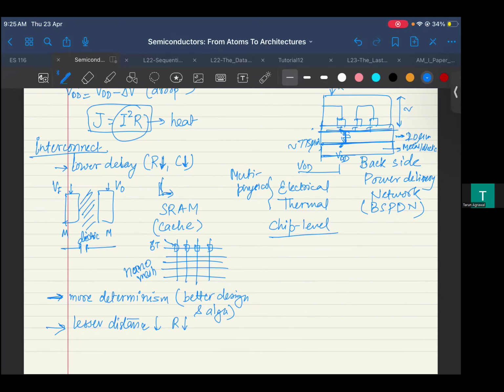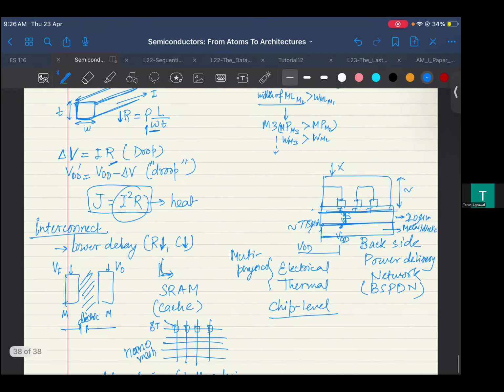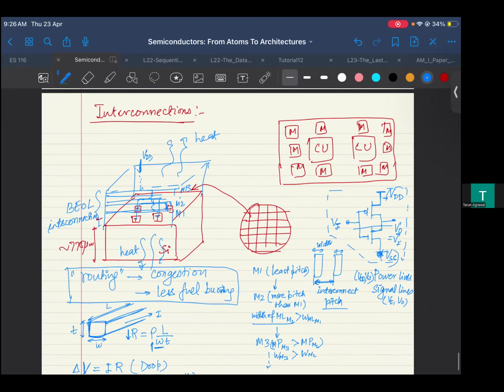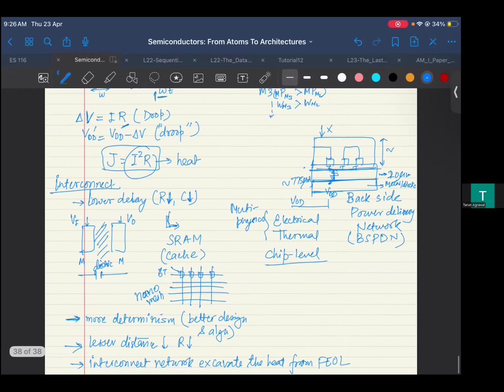Another aspect we just looked at is the thermal aspect, that we have to look at how good these interconnects are from the thermal point of view. Are they able to evacuate the heat? Is the interconnect network able to evacuate the heat is another problem we would look at, because it has to evacuate the heat from the FUL. So that becomes a very important force for minimizing or optimizing these chip level interconnects.